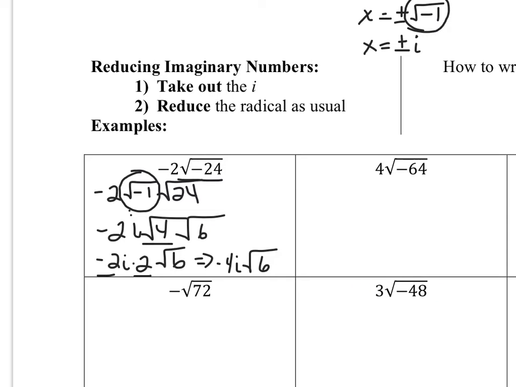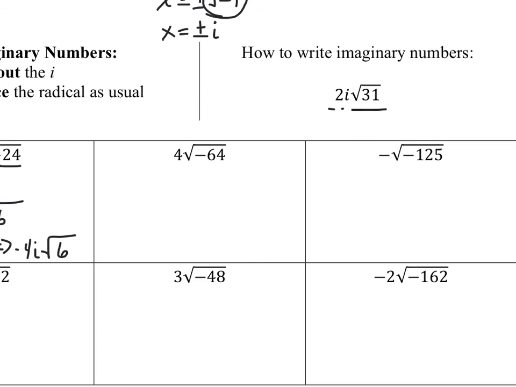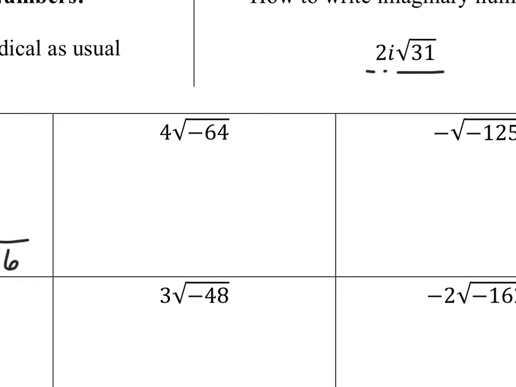So the big difference between this and what you did yesterday is that when you have a negative under this radical here, there should be an i on the outside. So to make this positive, we put an i here. That's it. Nothing else changes.